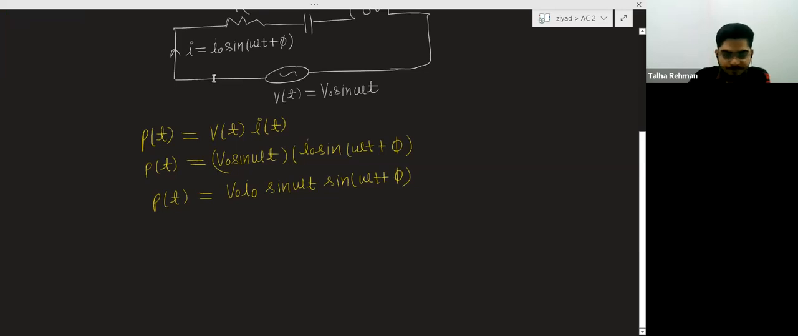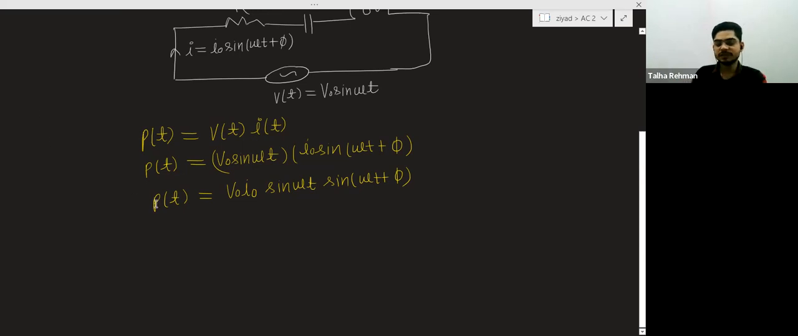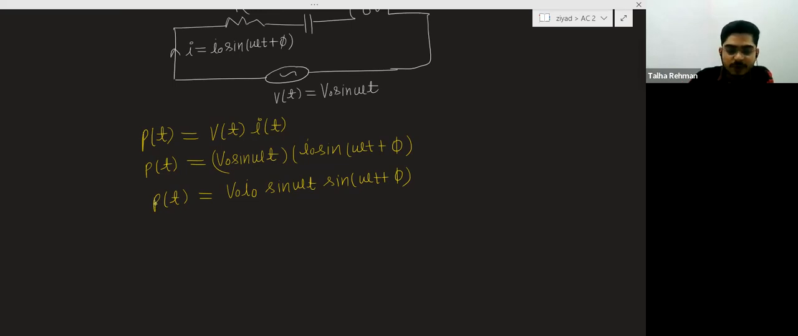Now, there are two ways to calculate the power. Basically, this is the instantaneous power. This is the power at any instant of time. But we want the average power.